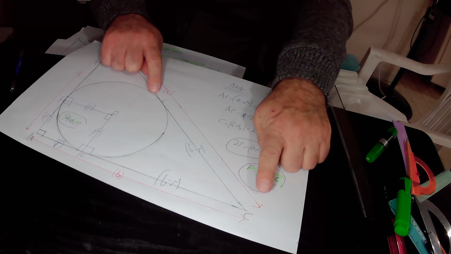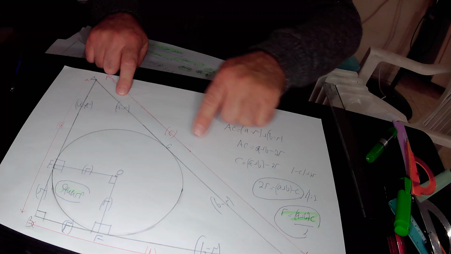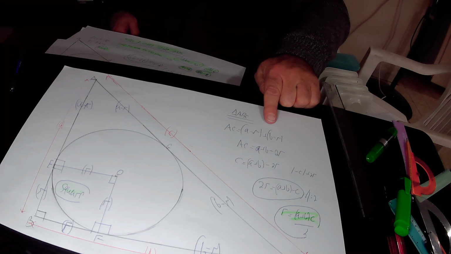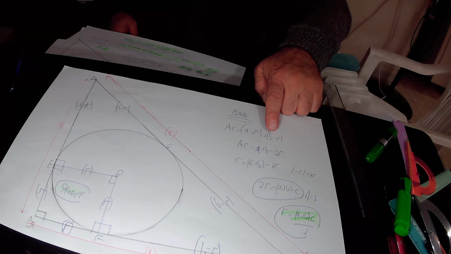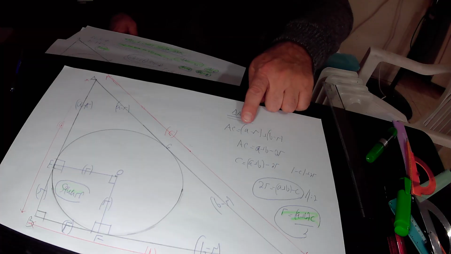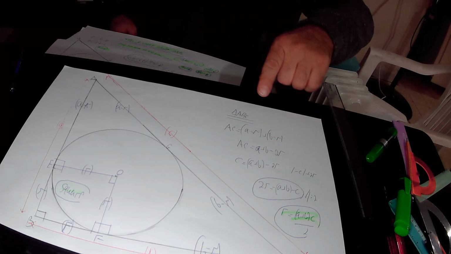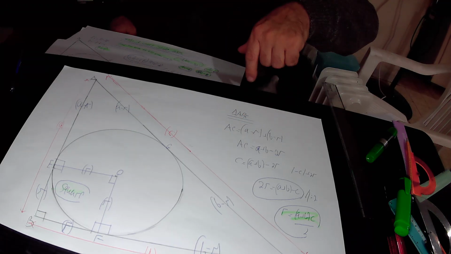So in total, we found that AC equals A minus R plus B minus R. That is to say, AC equals A plus B minus 2R. Here we substituted AC by C, because AC equals C according to our definition, and found that C equals A plus B minus 2R.